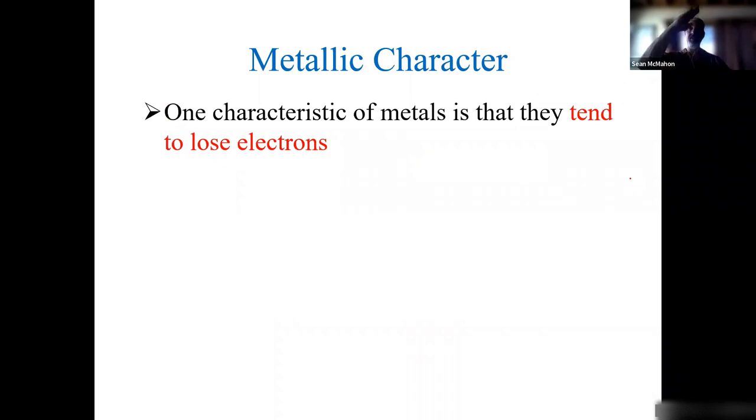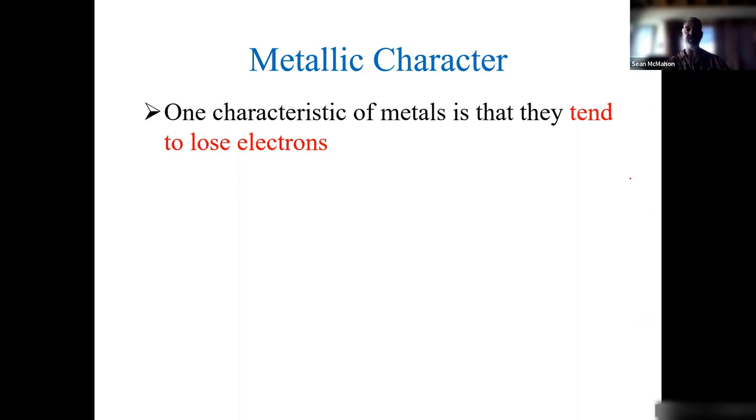Which brings me, when I think of that little staircase separating metals to non-metals, to metallic character. How can I determine whether or not something is metallic? Well, a characteristic of metallic character is they want to lose electrons. That's why metals conduct electricity, because electricity is just movement of charge. It's basically electrons being passed through a wire. That's what a voltage is.